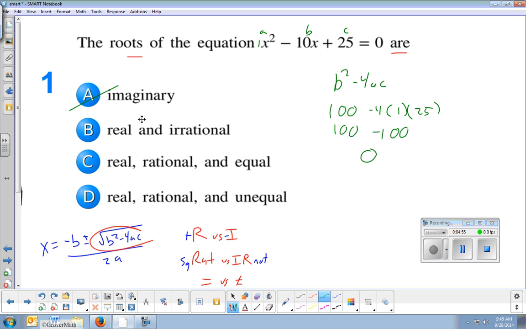So it's real, it's rational, and most of all, it's equal. And that's the key. Whenever you see this equal, it's all about having a zero answer here. All right, let's do another.